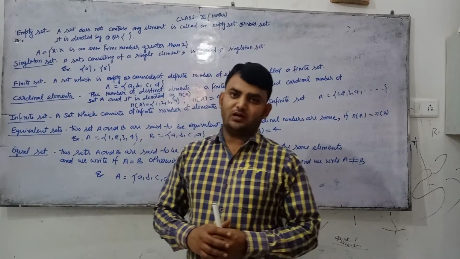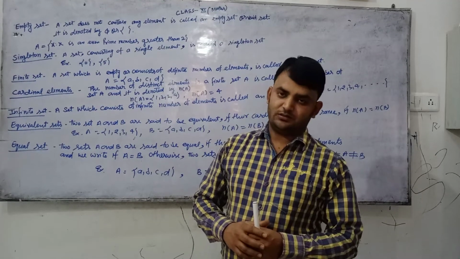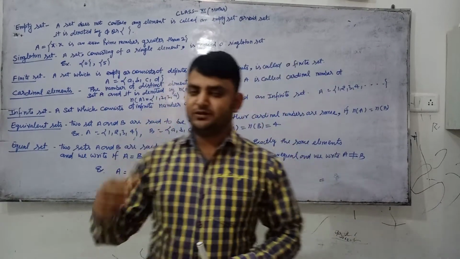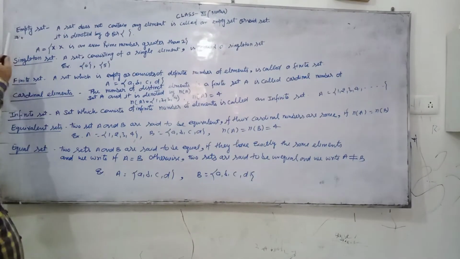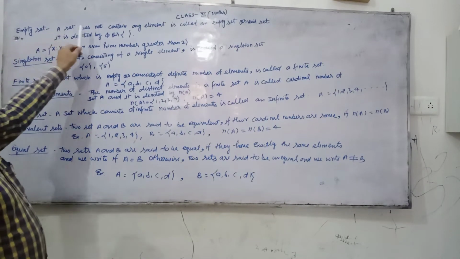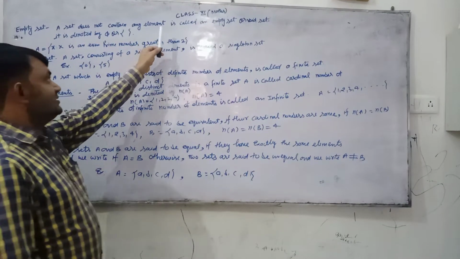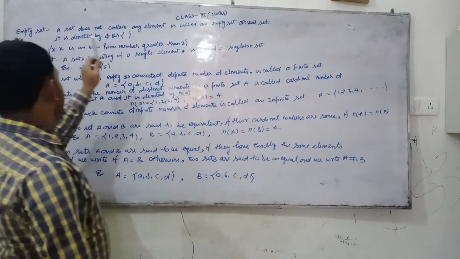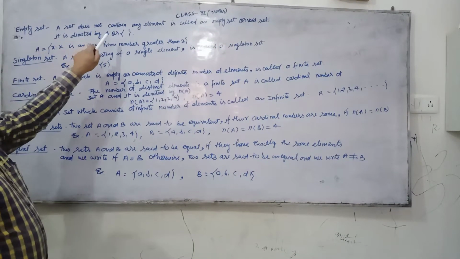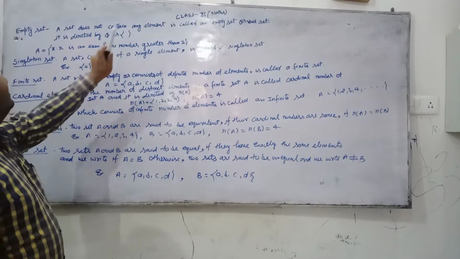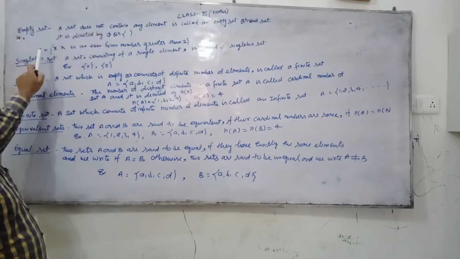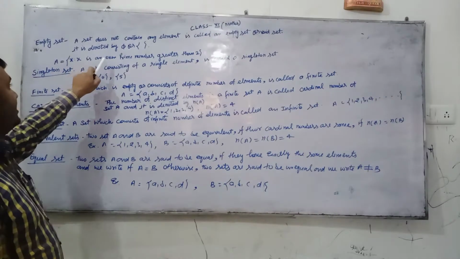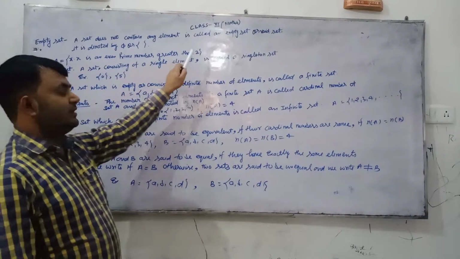Today I want to start types of set. So, first definition is given: empty set. A set that does not contain any element is called an empty set, or void set. It is denoted by phi and this curly bracket. Example is given: x such that x is an even prime number greater than 2.